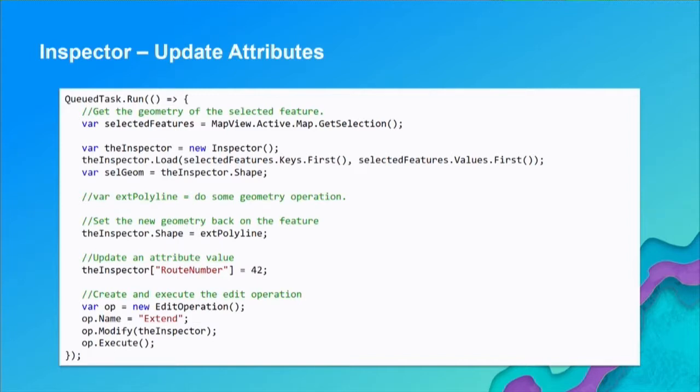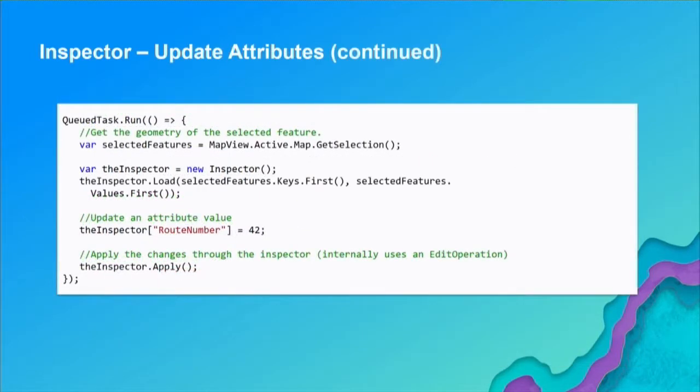Essentially, from here, we're getting the selected set of features and creating a new inspector. And then out of that selected set, we're taking the first, loading the attributes and the values. And then we can use a property on the inspector to get the shape, modify the shape, put it back, and in a dictionary-style fashion, quickly change the attributes. And then we're queuing up an edit operation, and we can pass the whole inspector class itself into our edit operation.